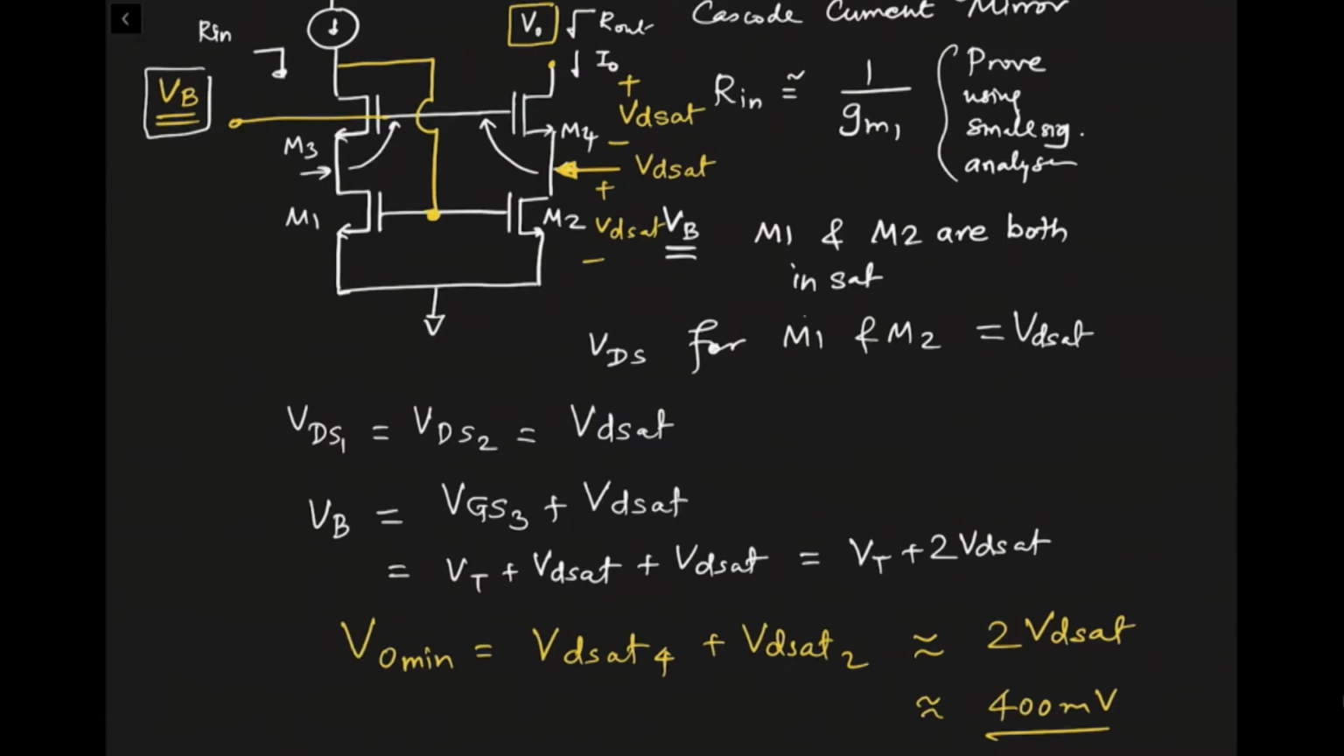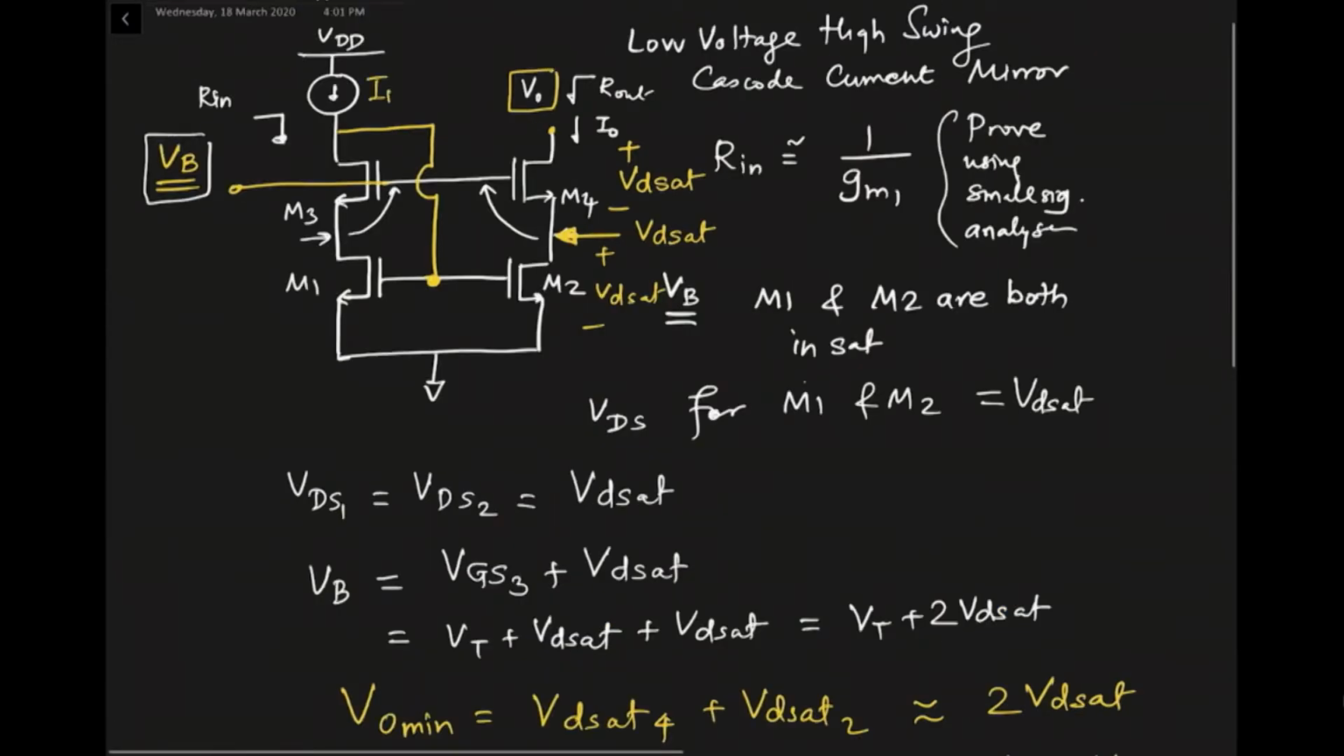Now, the other property of this particular current mirror is the current value IREF here. This IREF is flowing through M1 and is developing a VGS.